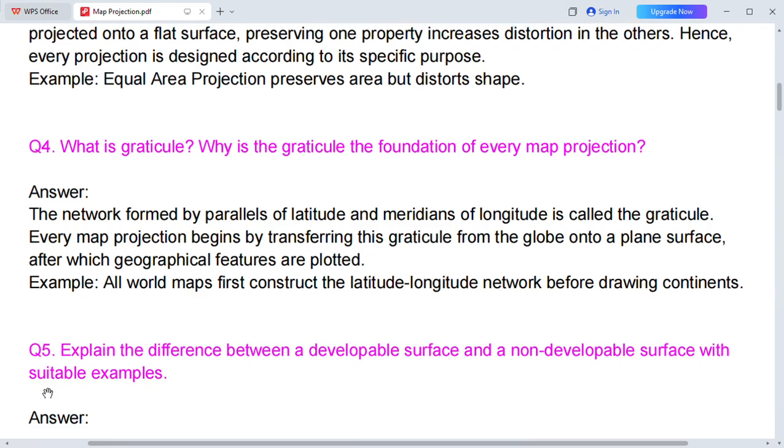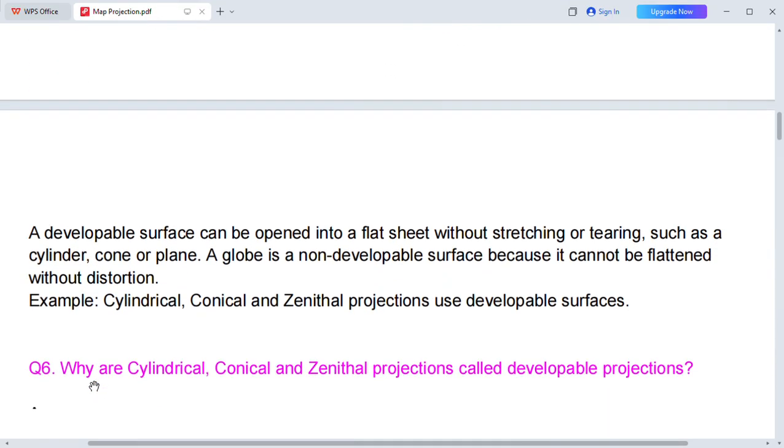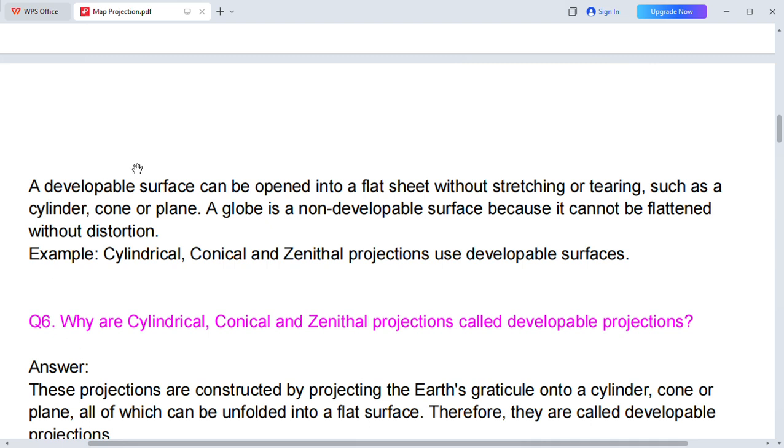Next question, question number 5. Explain the difference between a developable surface and a non-developable surface with suitable examples. A developable surface can be opened into a flat sheet without stretching or tearing, such as a cylinder, cone, or plane. A globe is a non-developable surface because it cannot be flattened without distortion. For example, cylindrical, conical, and zenithal projections use developable surfaces.